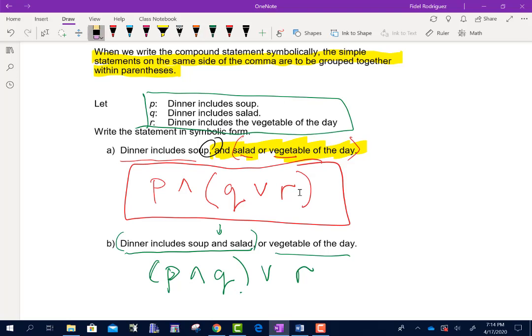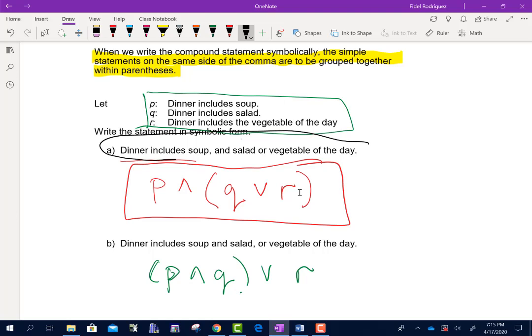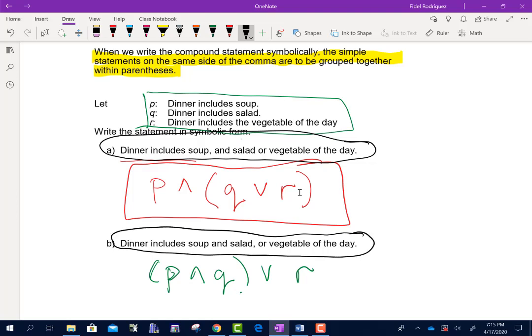Now, before I go on to anything else, I want to make sure that we understand what's the difference in what we just wrote out, okay? So if I look at this piece here and I ask myself, what does that mean? It says dinner includes soup and salad or vegetable of the day. So think about what that means. It means that you're going to get soup and then you're going to have a choice of getting a salad or a vegetable, okay?